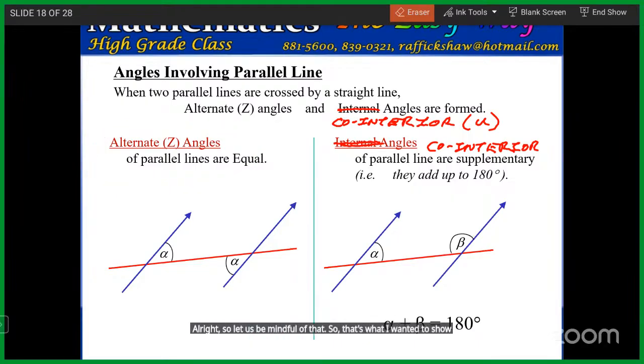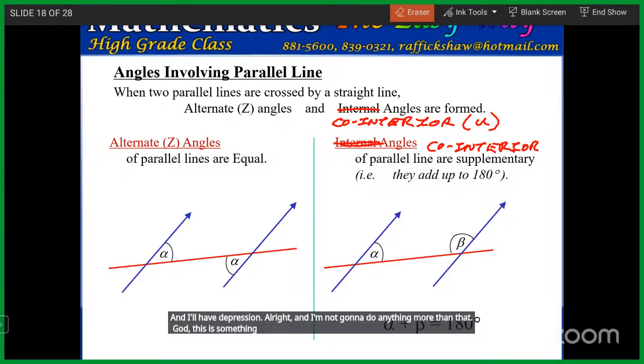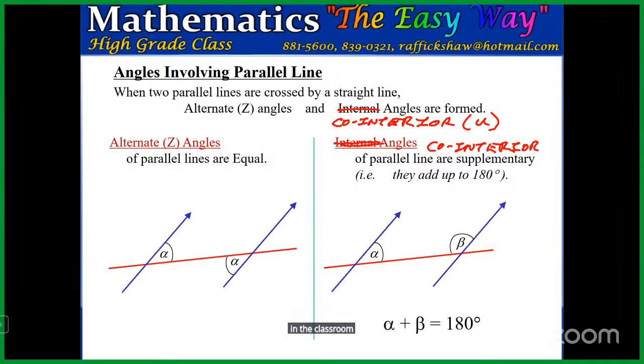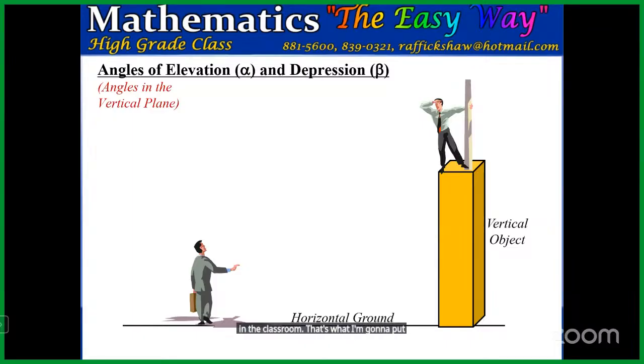These are what we're going to have to use on questions. You have to be able to identify Z angles. You have to be able to identify co-interior angles. We're not going to do any question with it yet. I'm going to introduce now elevation, angle of elevation, and angle of depression. I'm not going to do anything more than that because this is something that can be explained in the classroom. That's what I'm going to put on the next slide.